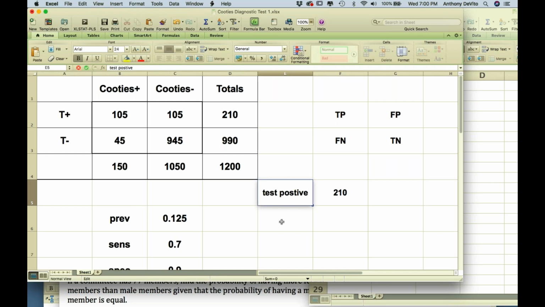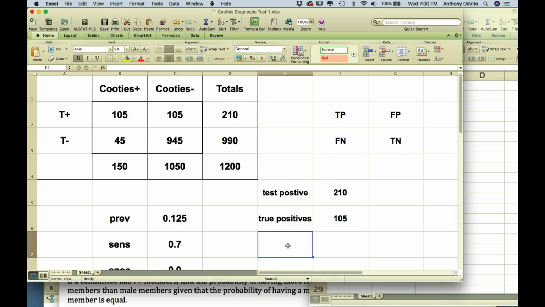How many people truly have the disease? Are true positives? How many people is that? Well, that's 105. So out of the 210 people that tested positive, only 105 of them actually have the disease.